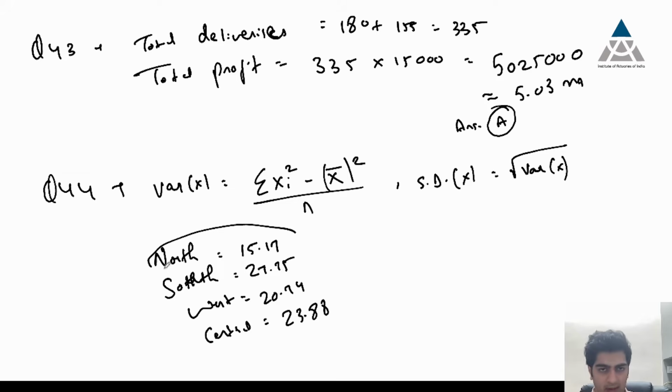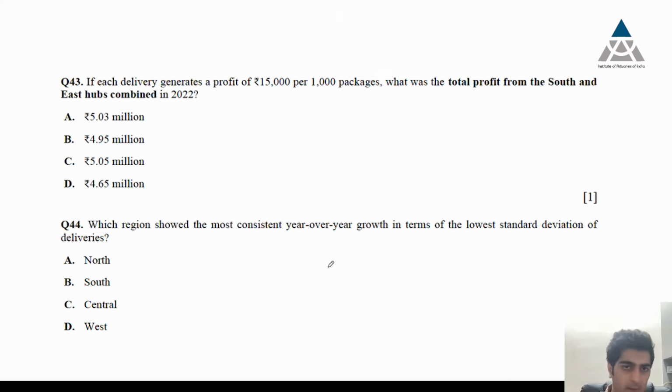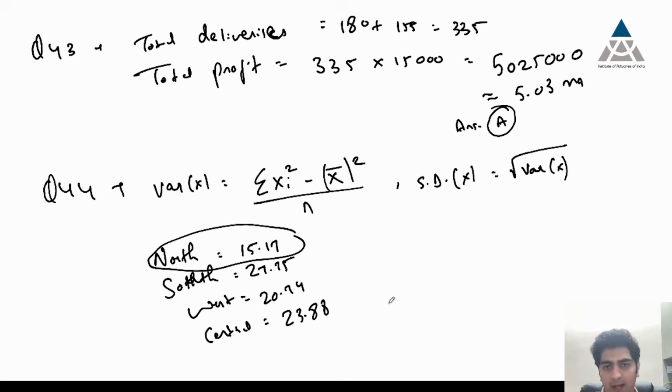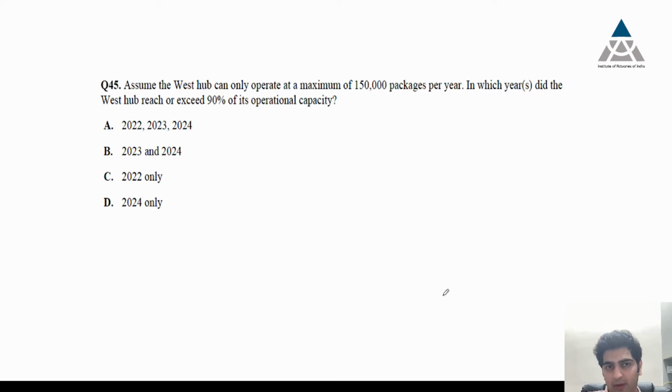And you can see there is a very clear winner, north. It has the lowest standard deviation, which means they had the most consistent growth. So option A, north, is your correct answer. Correct. So as I said, just a bit lengthy, but otherwise a very straightforward answer for 2 marks. So that was your question 44.